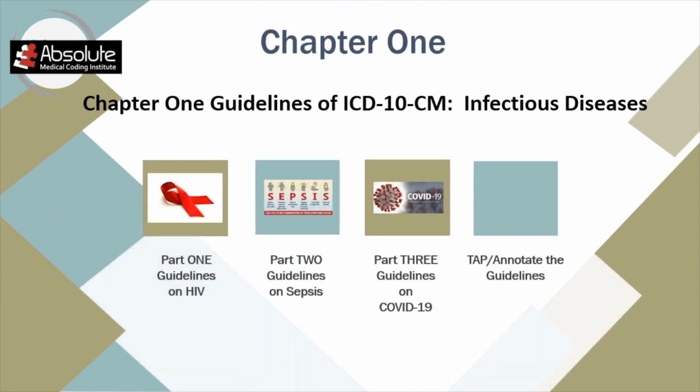All right, so in this 3-part series, we're going to deal with Chapter 1 Guidelines, ICD-10-CM, Infectious Diseases. So in Part 1, we're going to discuss guidelines on HIV. Part 2, sepsis. Part 3, COVID-19. And we're going to show you how to tap the guidelines in your ICD-10-CM manual.